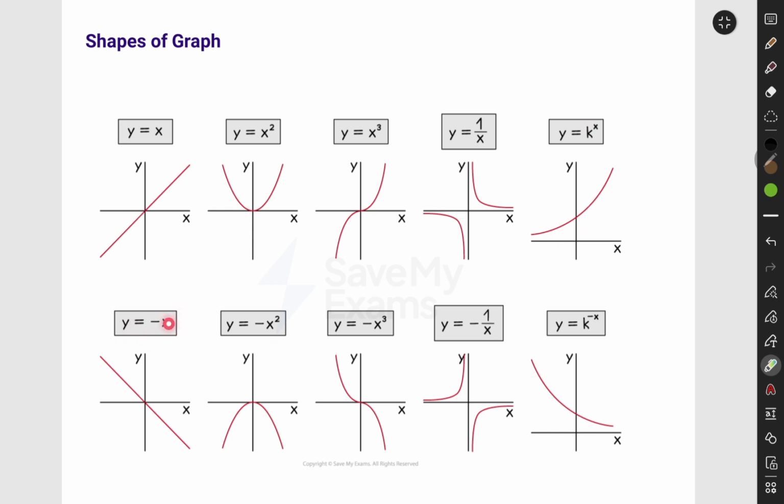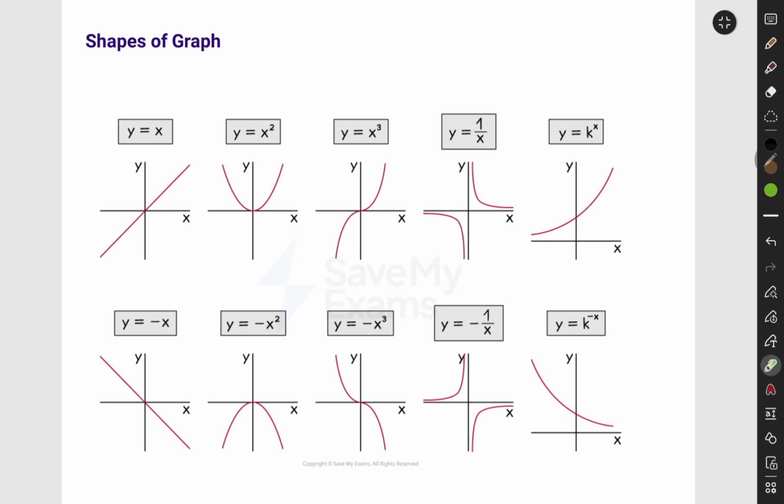And then we've got all of them just negated. So y equals minus x, the graph is going to be like this. y equals minus x squared, the graph is going to be like this. And then y equals minus x cubed. y equals minus 1 over x. And then y equals k to the power minus x. So make sure you know these graphs and their shapes.